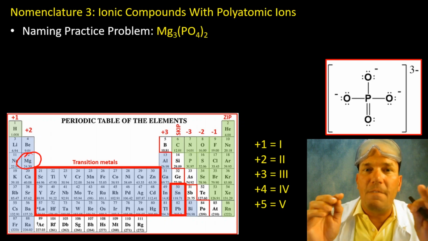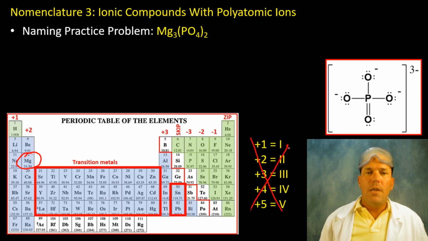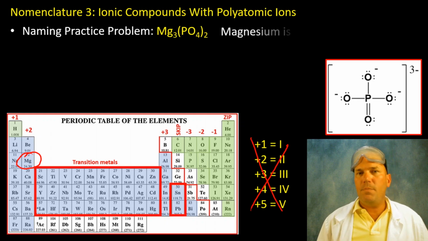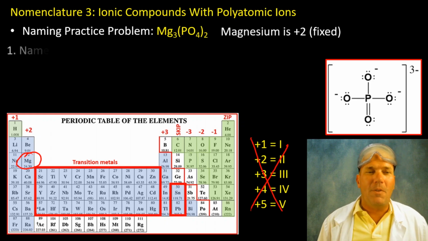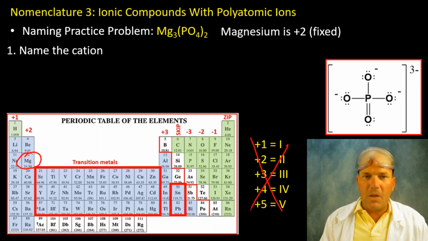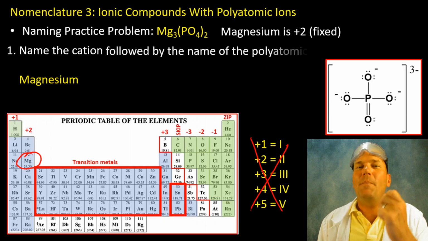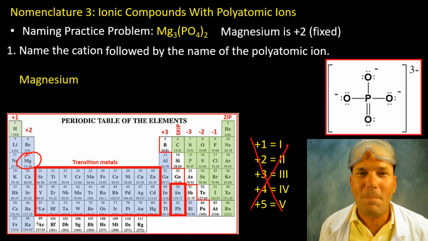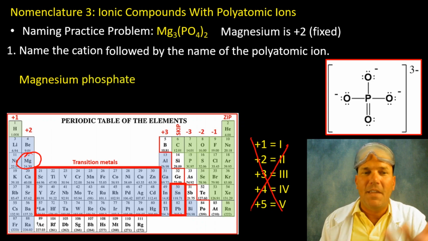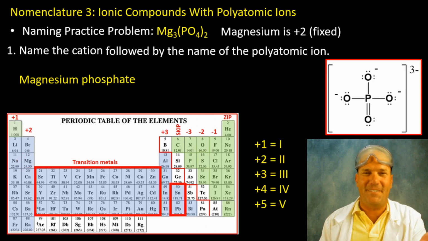In other words, this is a fixed oxidation state, and we will not be using Roman numerals at all, because magnesium exists as a +2 charge. So we know each magnesium has a charge of +2. Well, if we name the cation, and we know we don't need Roman numerals, we can start by saying magnesium. Then we're going to say the name of the polyatomic ion, which we know because we know our polyatomic ions, right? That's phosphate, magnesium phosphate. That is the name for this ternary compound, magnesium phosphate.